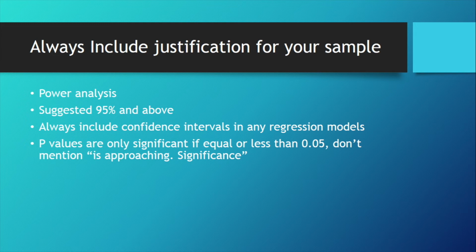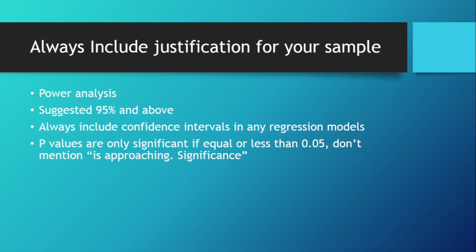The confidence intervals to include usually also are 95% confidence intervals with a 5% significance level, and always make sure to include this with any regression models. This is essential because we want to know the range in which the value that you're using as your estimate lies, and that really makes a lot more sense than just presenting the estimate by itself.